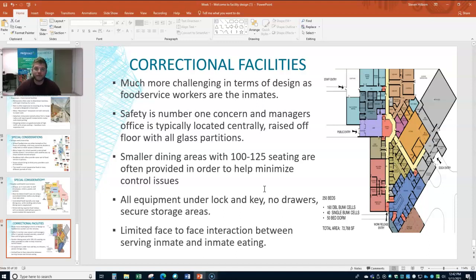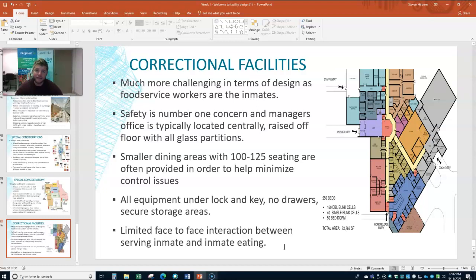And what they will do is that they will have different dining periods and run them through almost in a shift system. This is because you don't want too many inmates in one particular area at the same time, because it can incite some sort of violence, and it can be also really hard to control and maintain. So smaller areas are provided in order to help minimize control issues, all equipment under lock and key, no drawers, they have to have secure storage areas, and limited face-to-face interaction between the serving inmate and the inmate eating as well. So it's a whole different idea of what you would have to do with design.